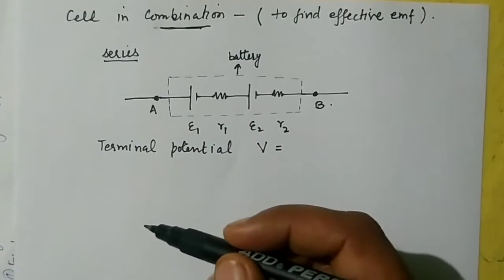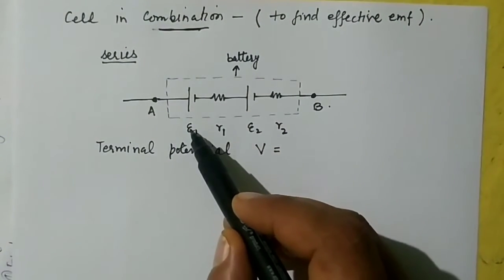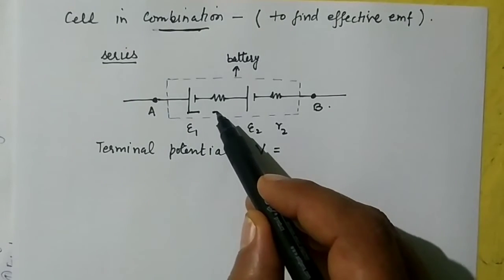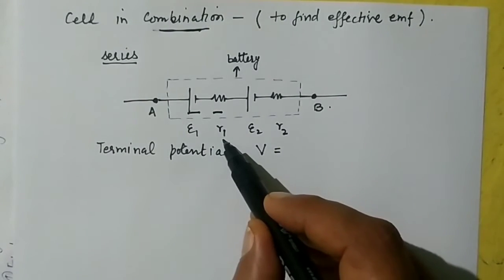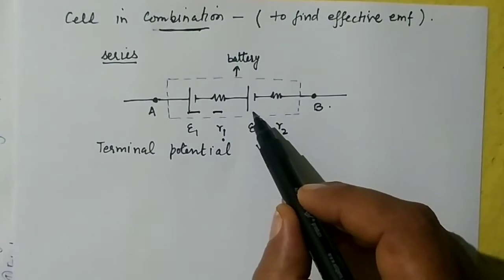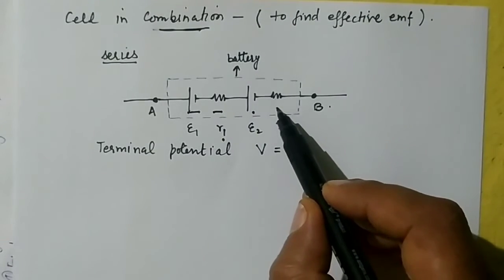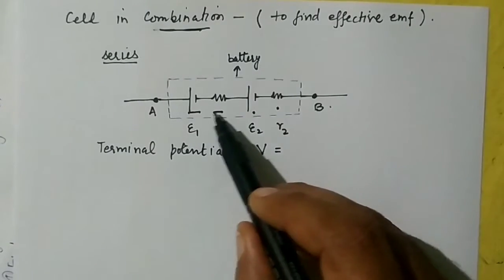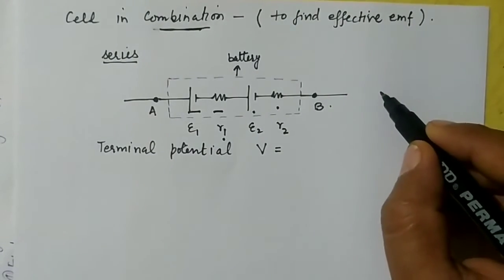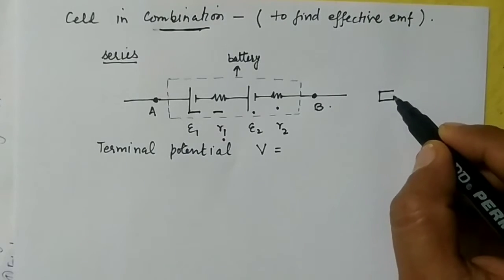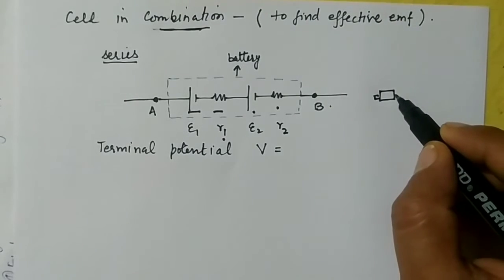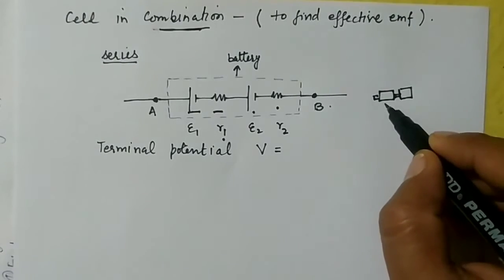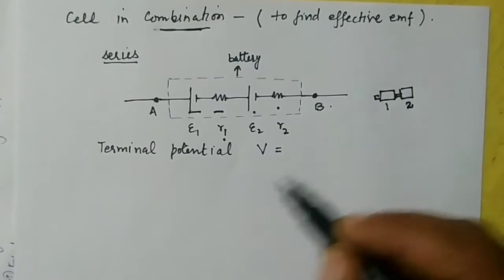Now see here, I have two cells. This is the first cell and its internal resistance is R1. This is our second cell, having internal resistance R2. They are connected one after another like this. So here this is the first cell, and this is your second cell.